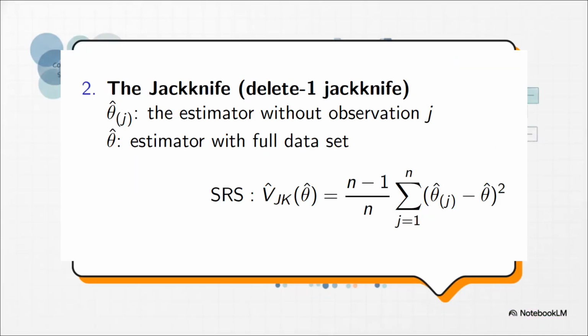See, the jackknife extends the random group method by actually allowing the replicate groups to overlap. Here's the classic delete-1 formula. V hat sub jk of theta hat equals n minus 1 over n multiplied by the sum of theta hat sub j minus theta hat, squared.